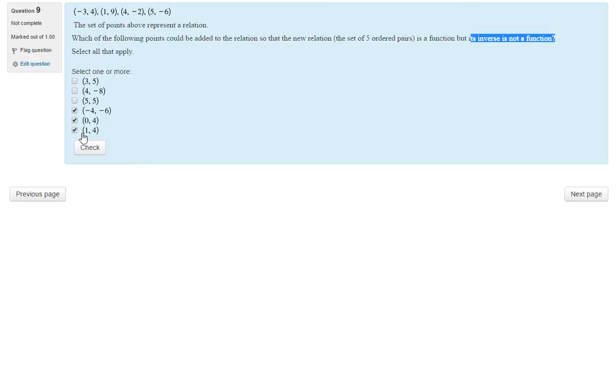Oh, no, it doesn't. Never mind. It doesn't work because an input of 1 already exists. And so if I chose that point for the relation, an input of 1 would produce both an output of 9 and an output of 4, which would make it not a function. But we want the relation to be a function. So that one fails. So those are the only 2 answers that work.